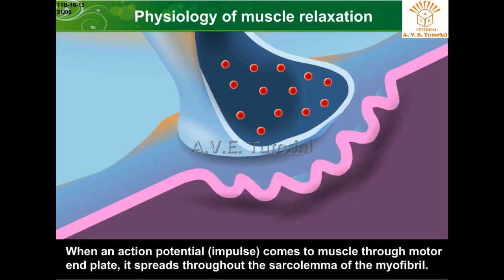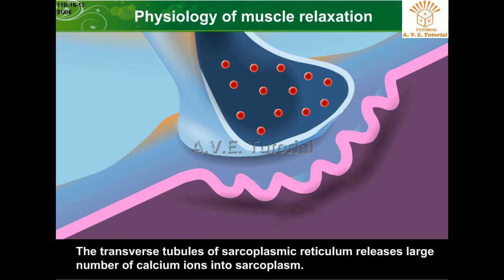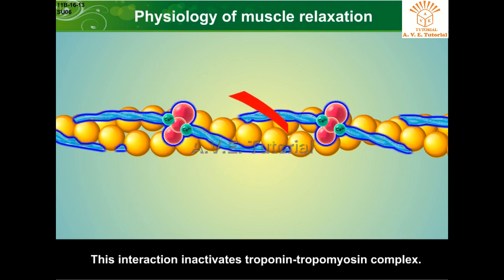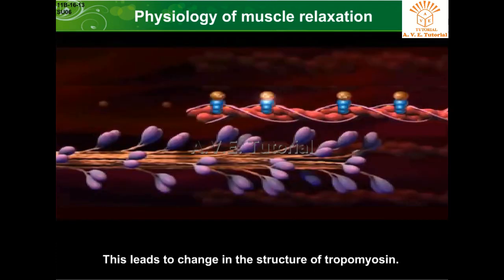When an action potential, that is an impulse, comes to the muscle through the motor end plate, it spreads throughout the sarcolemma of the myofibril. The transverse tubules of the sarcoplasmic reticulum release a large number of calcium ions into the sarcoplasm. These calcium ions interact with troponin molecules. This interaction inactivates the troponin-tropomyosin complex. This leads to a change in the structure of tropomyosin.